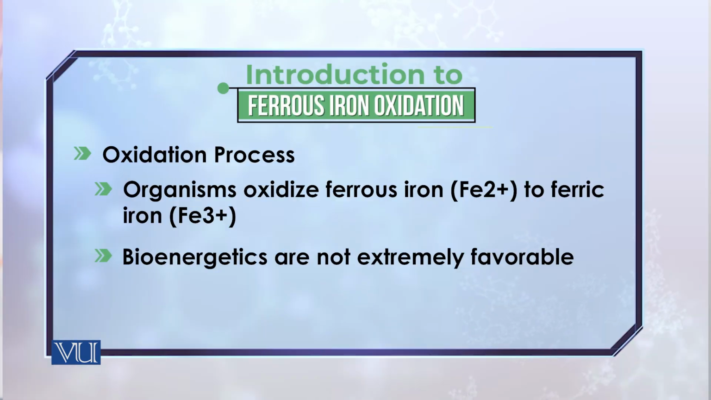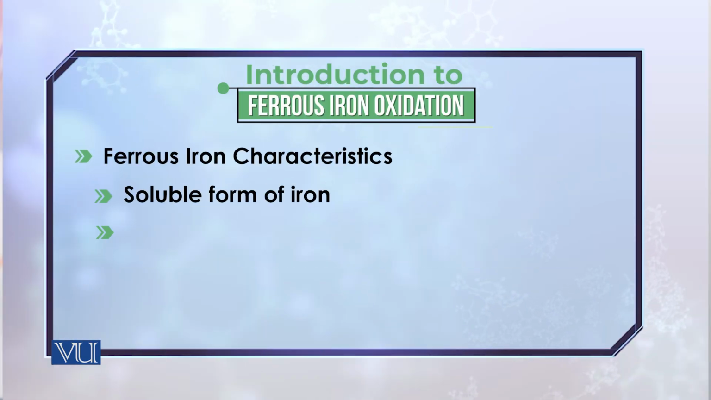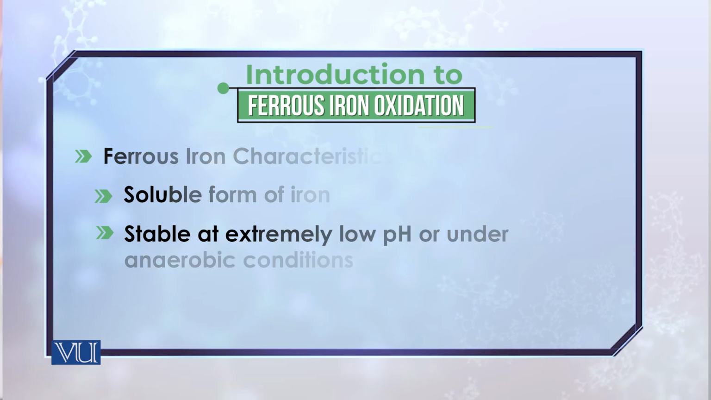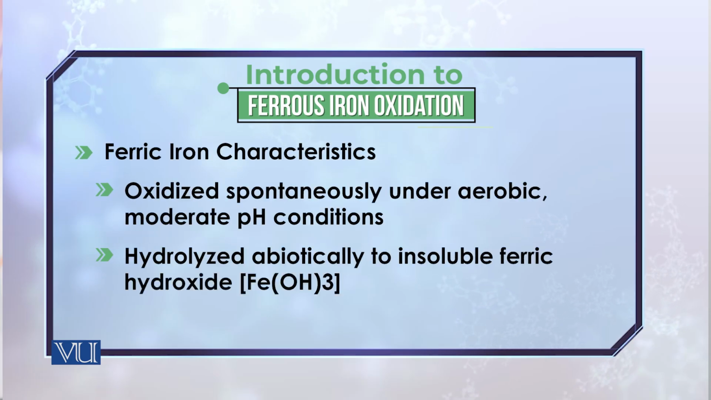As far as ferrous iron characteristics are concerned, it is soluble in water, and very stable at low pH and in anaerobic conditions. While ferric ions very readily, spontaneously oxidize at moderate pH. After their hydrolysis, they are changed into an insoluble form, that is ferric hydroxide. And actually, the rusting of iron takes place because of the reaction of iron with oxygen, because of the oxidation of iron.